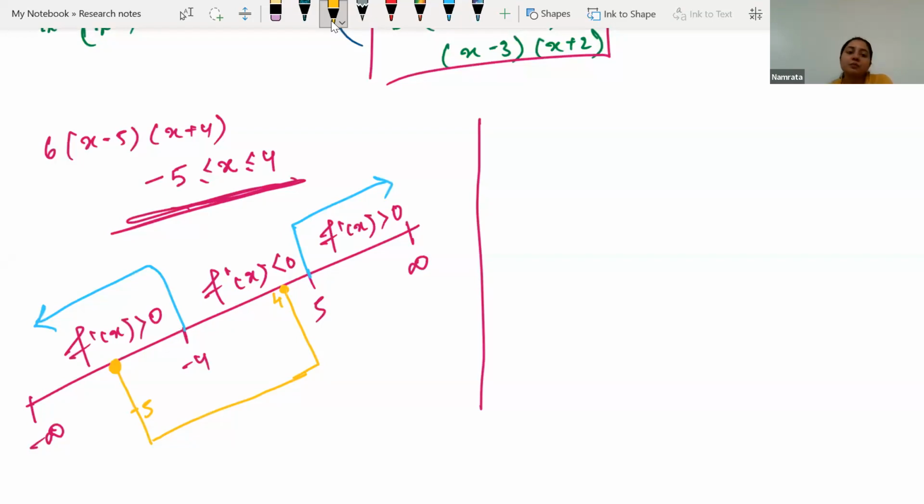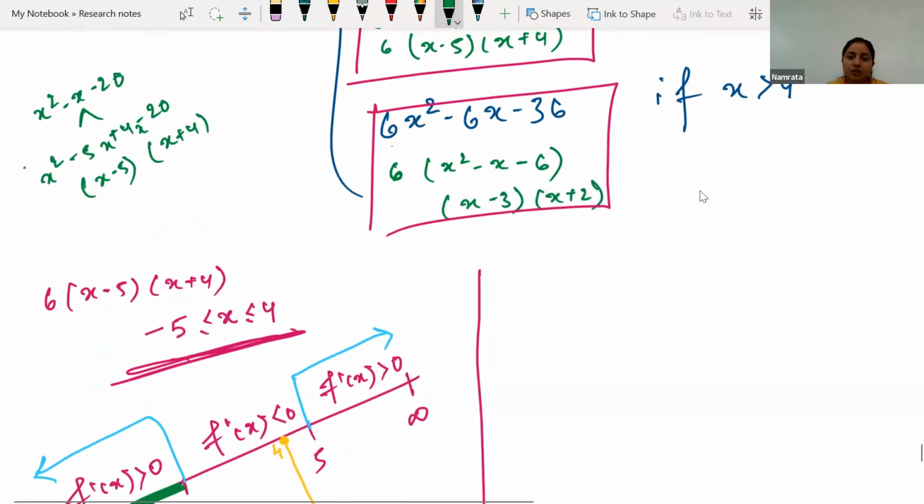We need to take the common part of the sky one and the yellow one, that's it. So we will take only this part. Can you see? So here it is minus 4 to infinity, and here minus 5. So minus 5 to minus 4 we can take, right? Yes or no? Yes, ma'am.